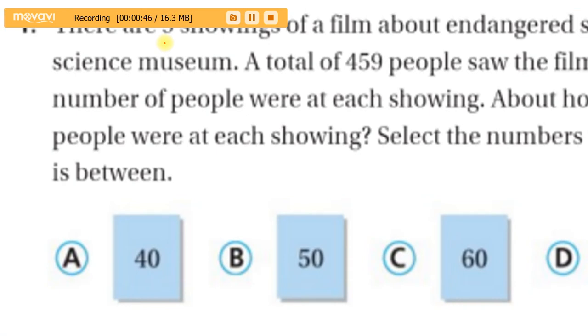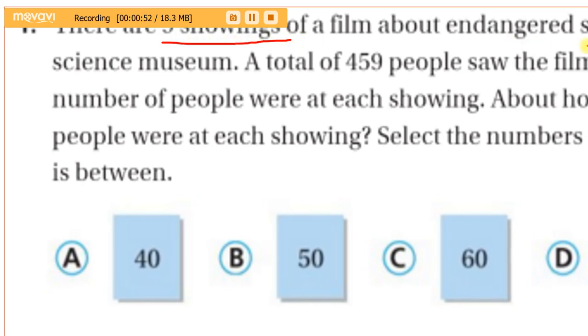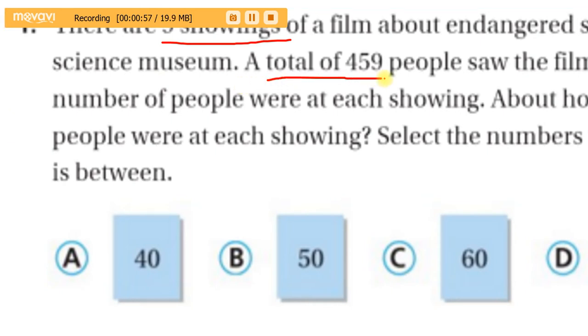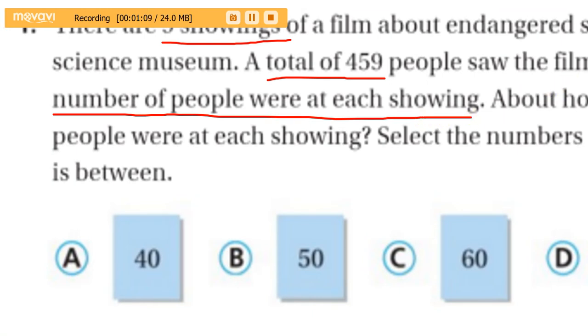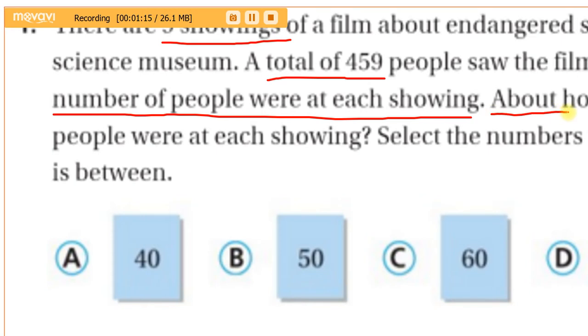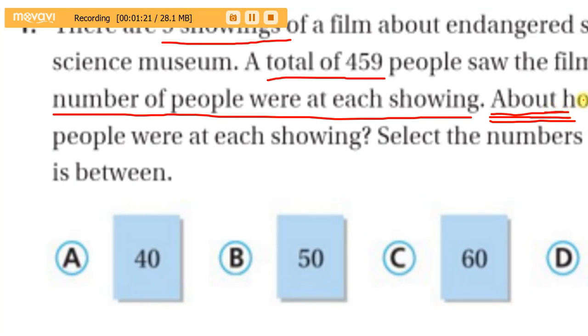We are on page 193. There are 9 showings of a film about endangered species at a science museum. A total of 459 people saw the film. The same number of people were at each showing. So if it's the same number, equal amount, distributed evenly, these are all signs that we're talking about division. And "about" is a sign that we're doing what? Estimating. About how many people were at each showing. Select the numbers the quotient is between.